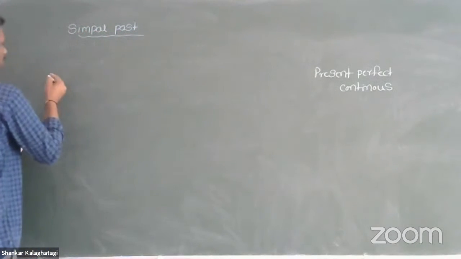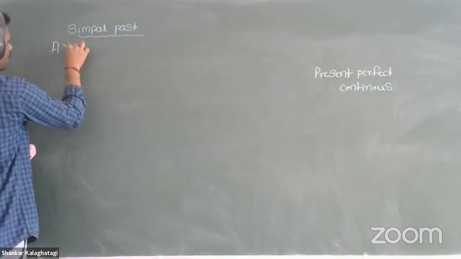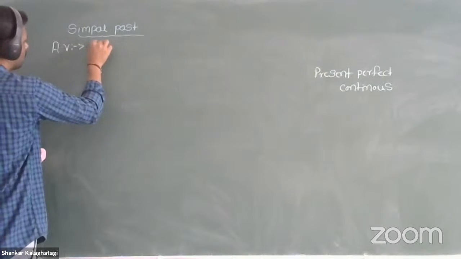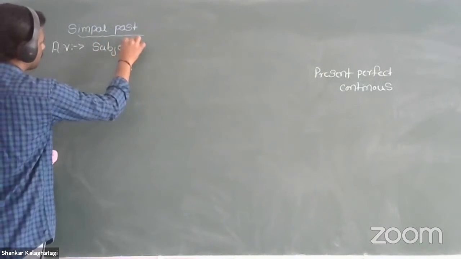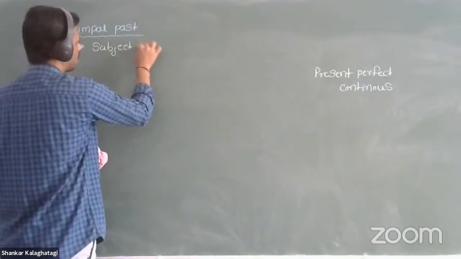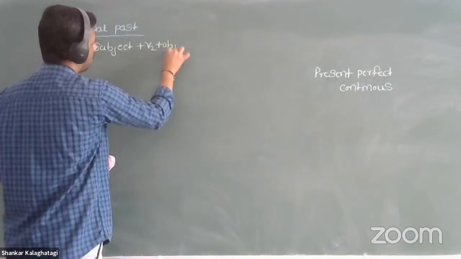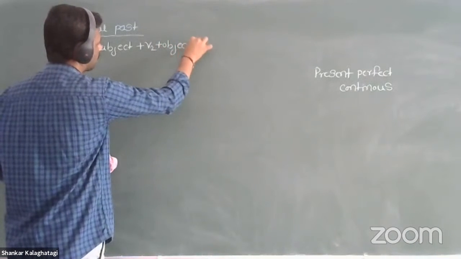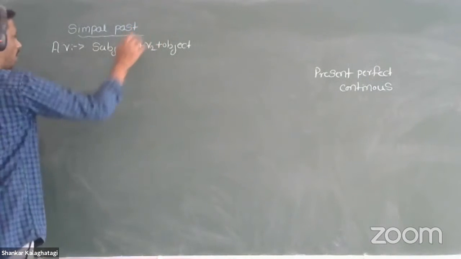So what is the structure of simple past? This starts with subject only. Subject, so past is there. Simply we will write the second form of the verb and object. Subject plus V2 plus object. So this is the structure of the active voice, simple past tense.